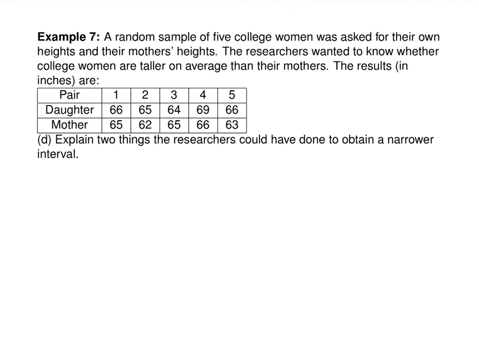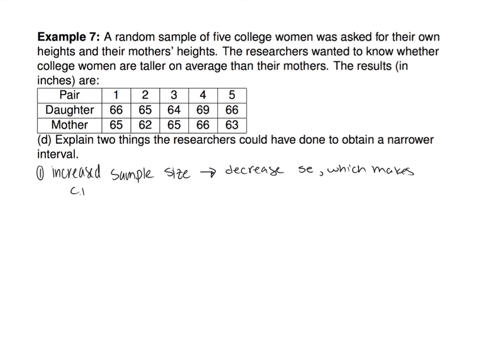So explain 2 things the researchers could have done to obtain a narrower interval. Well, a really obvious thing they could have done is increase the sample size. The main reason that this exercise kept the sample size small is because it gets really tedious to have a bigger sample size. And what this will do is, in general, decrease the standard error, which makes your CI narrower.